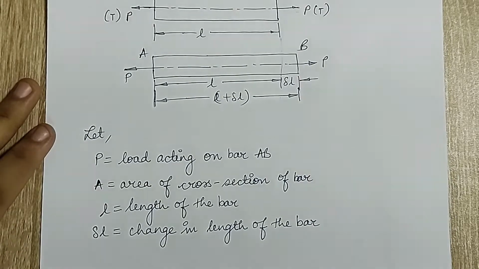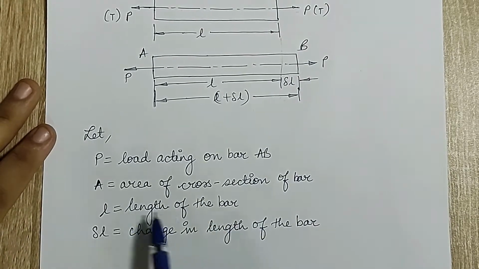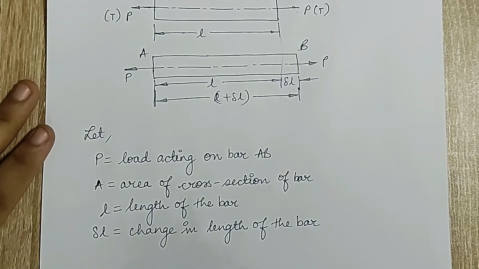Here I have written some notations that I have used. P is the load acting on the bar AB, A is the cross section area of the bar, L is the length of the bar, and delta L is going to be the change in length of the bar. Now I want to find a relation for delta L, which is the change in length of the bar.